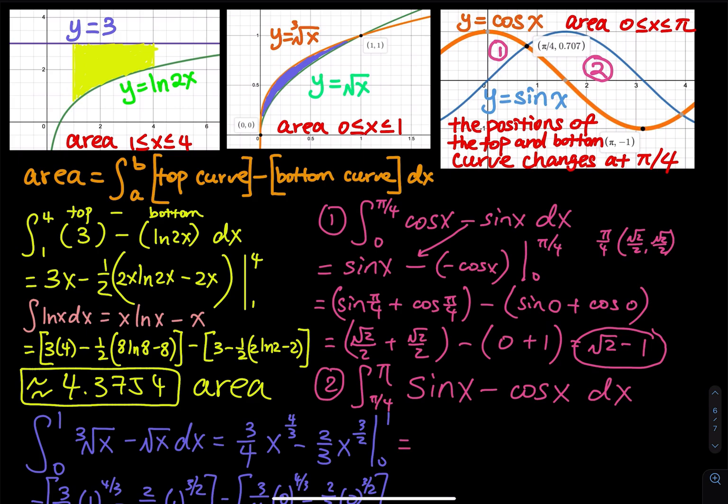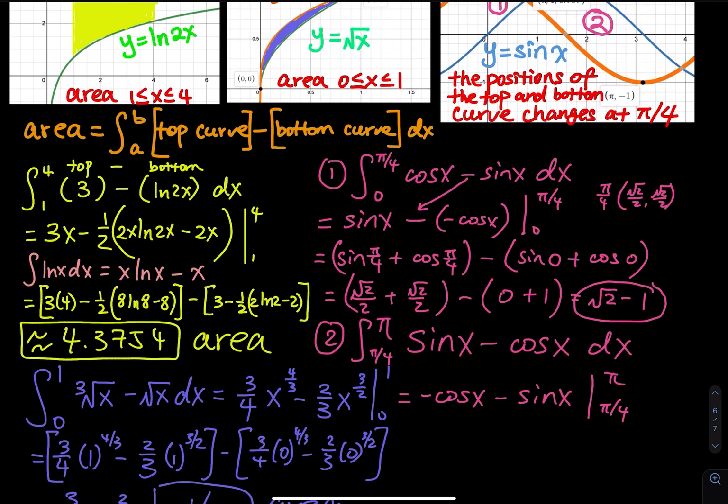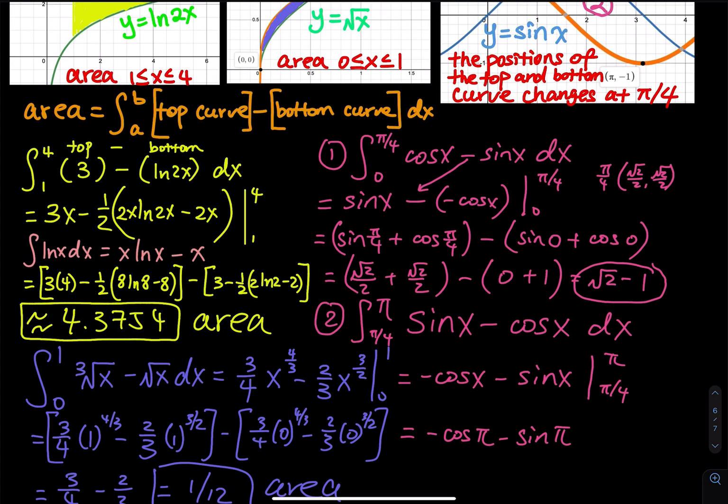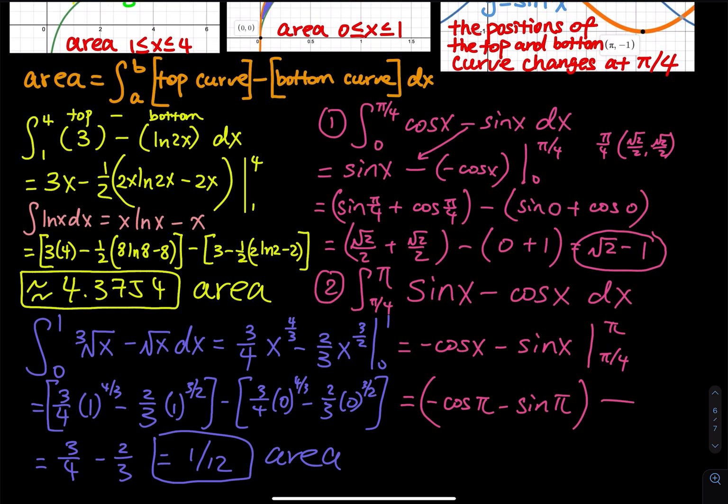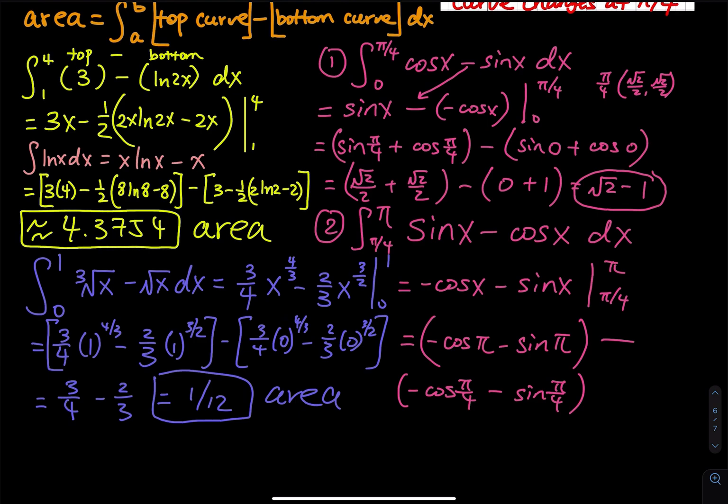The integral of sine is equal to negative cosine. The integral of cosine is equal to sine, so you have a minus sine of x, and then from pi over 4 to pi. And then the fundamental theorem, right? So minus cosine of pi minus sine of pi, so that is the upper limit. And then you subtract, this is the FTC, fundamental theorem of calculus, minus cosine pi over 4 minus sine pi over 4.